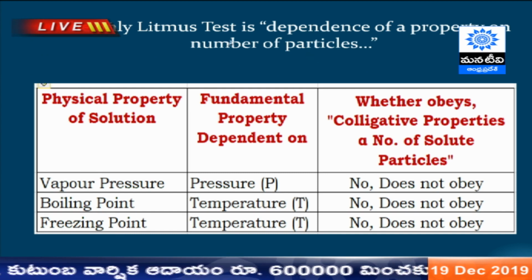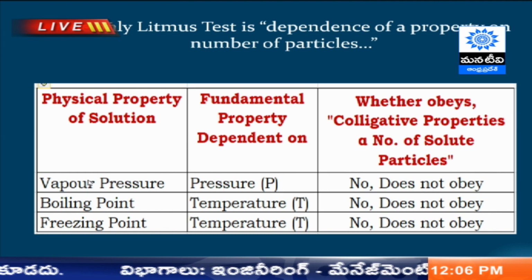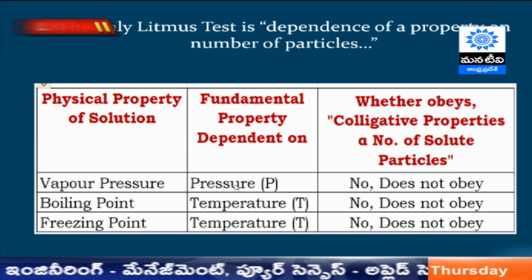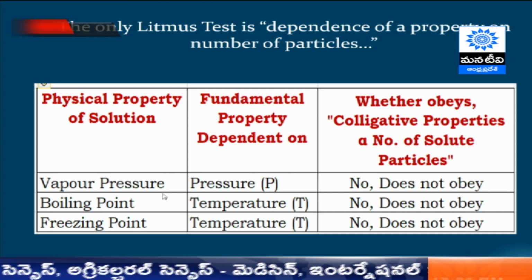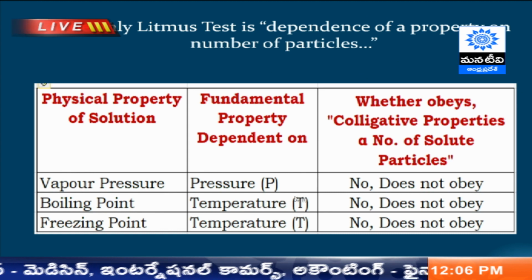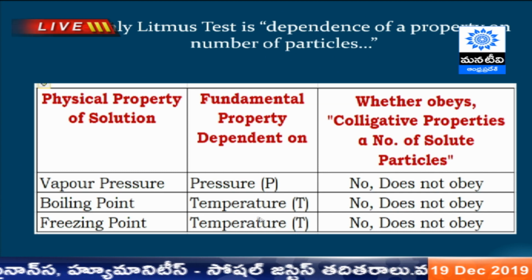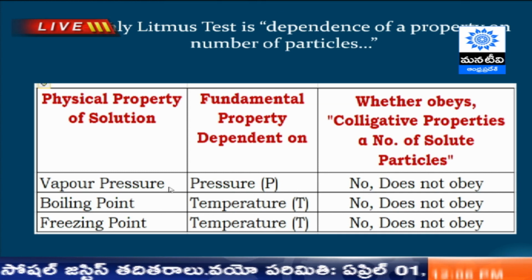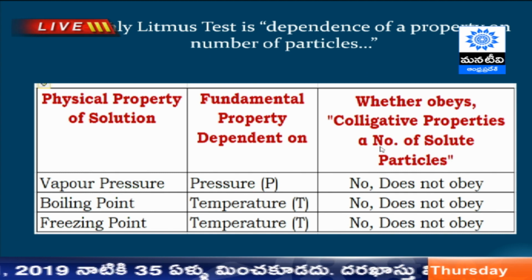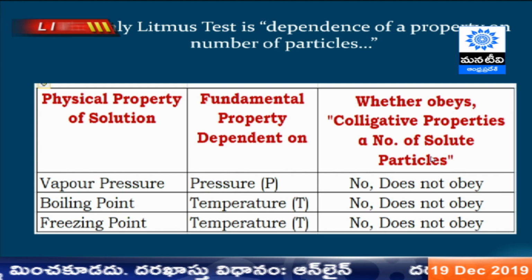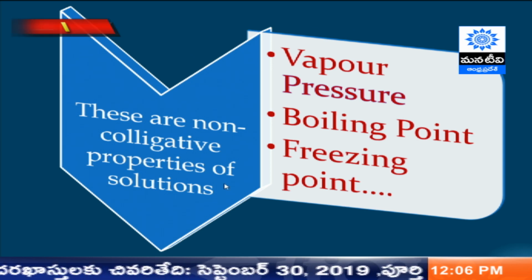The fundamental basic test is the dependence of a property on the number of particles. Now, let us see whether vapor pressure is dependent on pressure or not. It is dependent on pressure and not on the number of particles. And also boiling point is dependent on temperature. Freezing point is also dependent on temperature. So, you can safely conclude that these three physical properties of solutions do not obey the rule that colligative properties are directly proportional to the number of solute particles. Hence, they do not fall under colligative properties. So, these are not colligative properties.